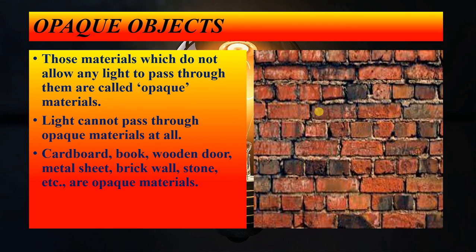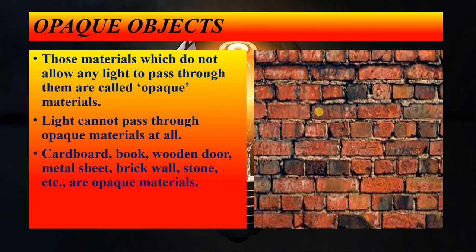Alright, so let's have a short recapitulation of what we have learned today. We have learned first what the sources of light are. Out of that, we have learned about the natural and the man-made sources of light. Natural sources of light means those sources of light which occur in nature. And what are man-made or artificial sources of light? Those sources of light which have been made by man are called man-made sources of light.